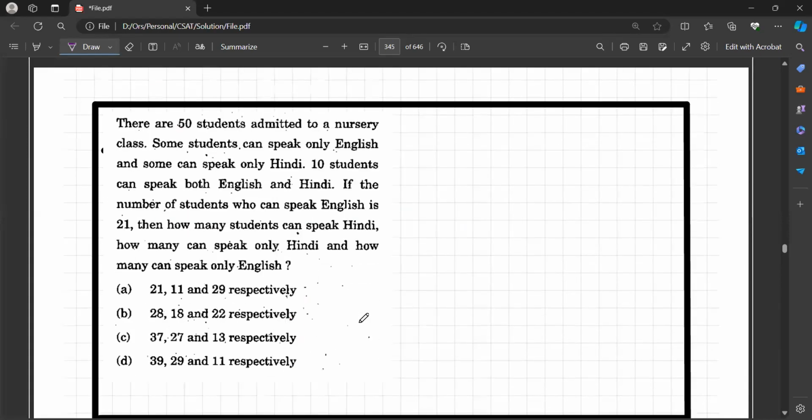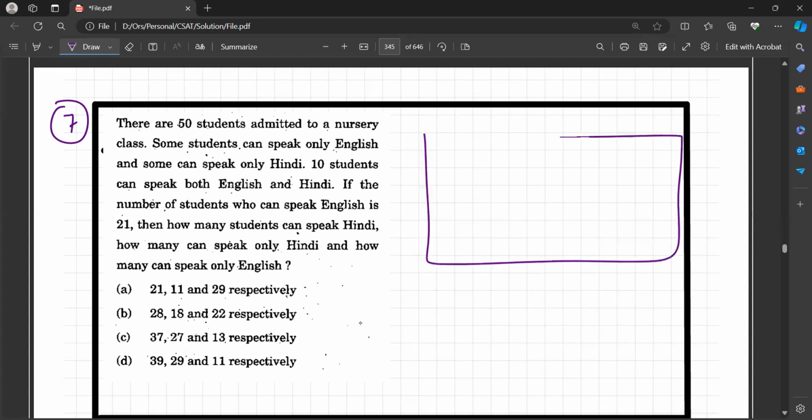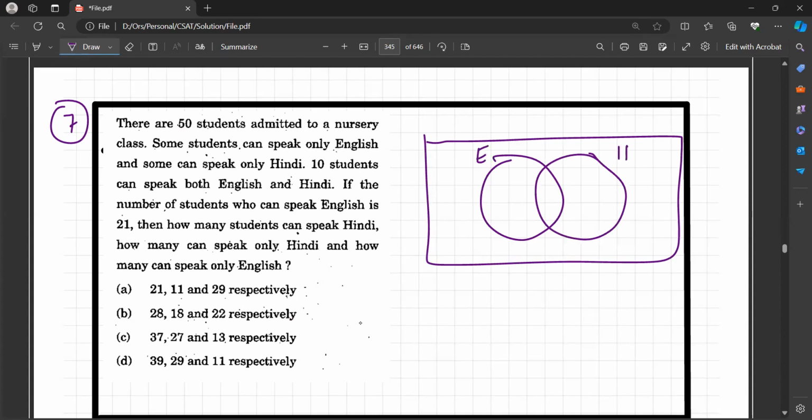Coming to the next question, that is question number 7. There are 50 students admitted to a nursery class. Some students can speak only English and some can speak only Hindi. Now suppose this is the table, this is English and this is Hindi. The total has to be 50. In this case, we'll begin from the last given data. Just read the question, begin from the last data. Some students can speak only English and some can speak only Hindi. 10 students can speak both English and Hindi. This is the most important data. 10 students speak both English and Hindi.